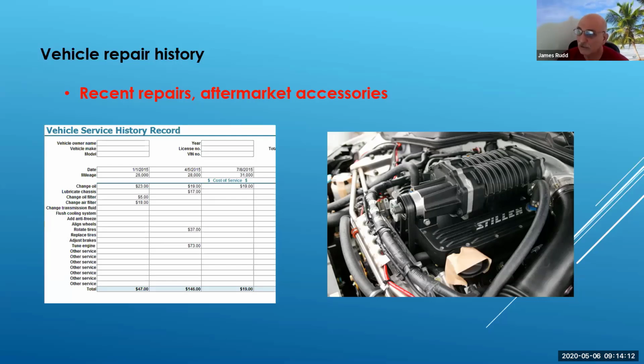And then also look for aftermarket accessories. Some of the aftermarket accessories are approved by the Air Resources Board, and some of them are not. And if there are aftermarket pieces on there, they may be part of that actual symptom that the customer is talking about. So keep that in mind too.